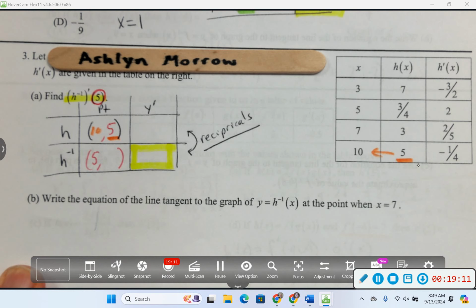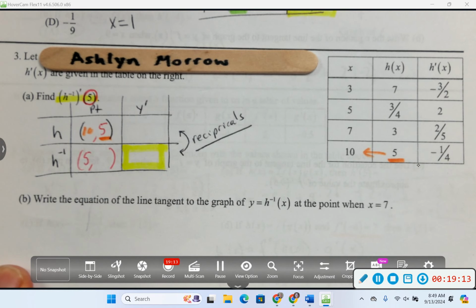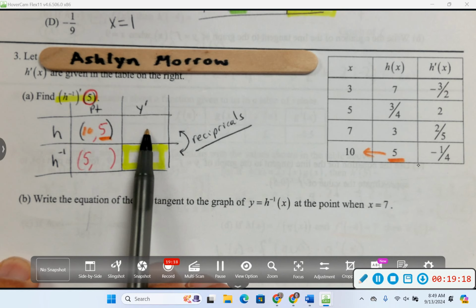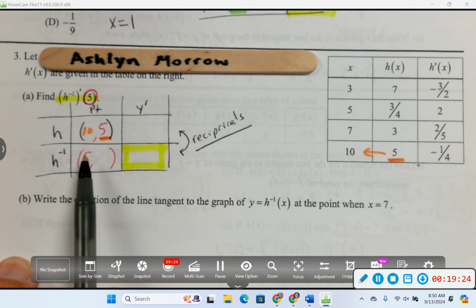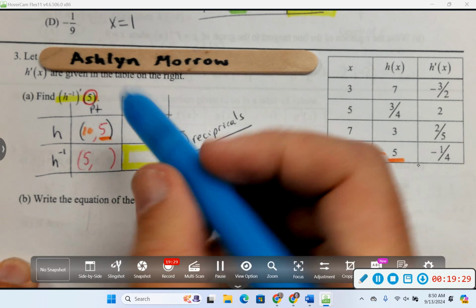Ashlyn, what box can I know next? What box over here can I know next? Top right. And what's the top right equal to? Yes, at where? At 10. And so what is the derivative of h at 10? Negative 1/4.